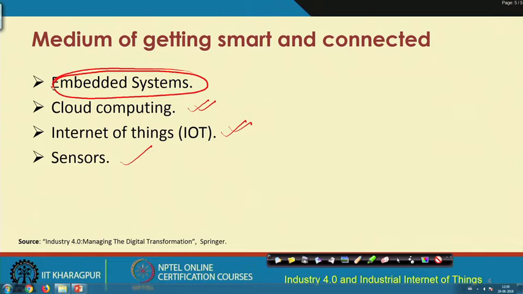So, how do you make all of these smarter? By the help of these embedded systems, fitting all of these different physical objects with different embedded devices, which again will have sensors, communication devices and so on. So, all of these are going to be embedded into each of these physical objects.